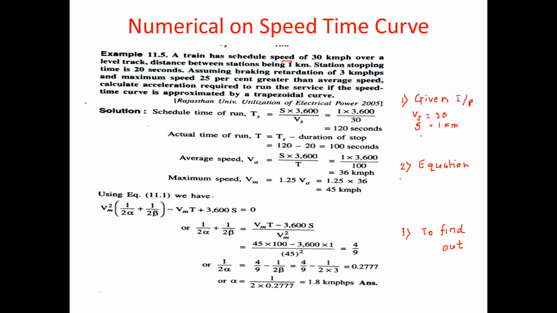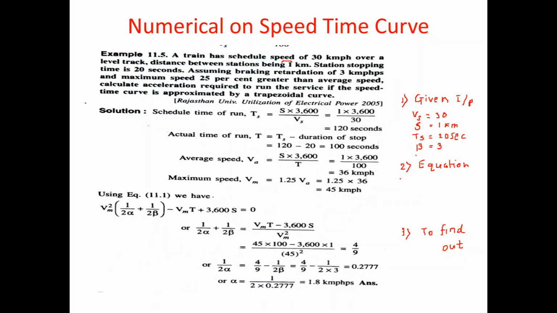Then let us write the stopping time. Let us denote it as Ts, the stopping time. It is given as 20 seconds. The next parameter is the braking retardation, beta value. It is given as 3 kilometer per hour per second.